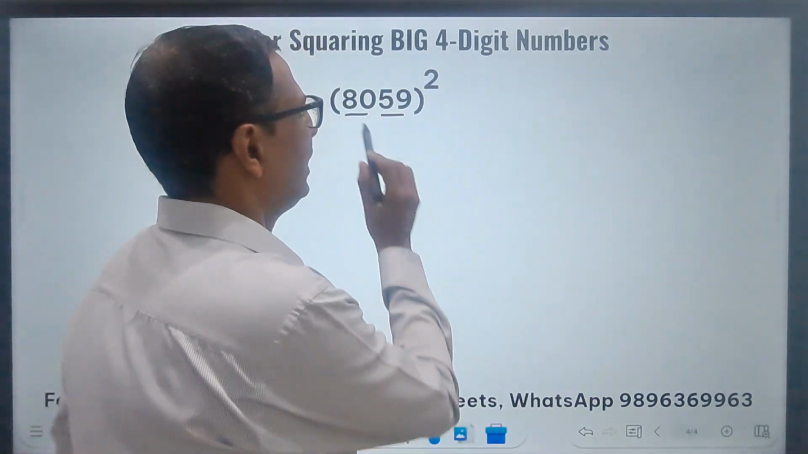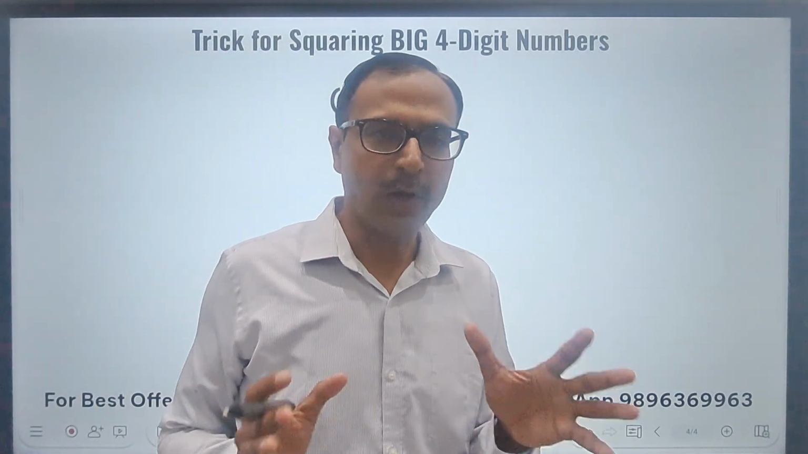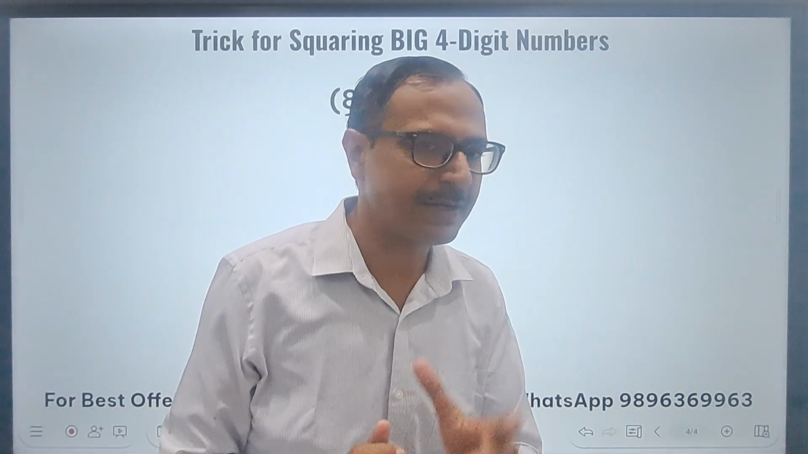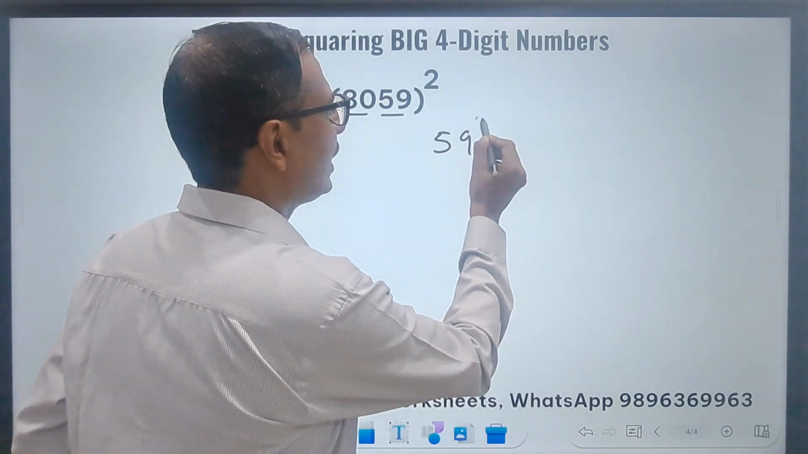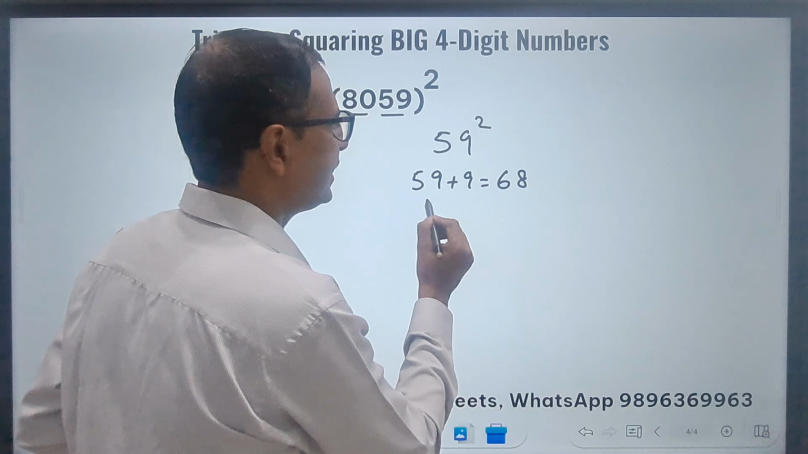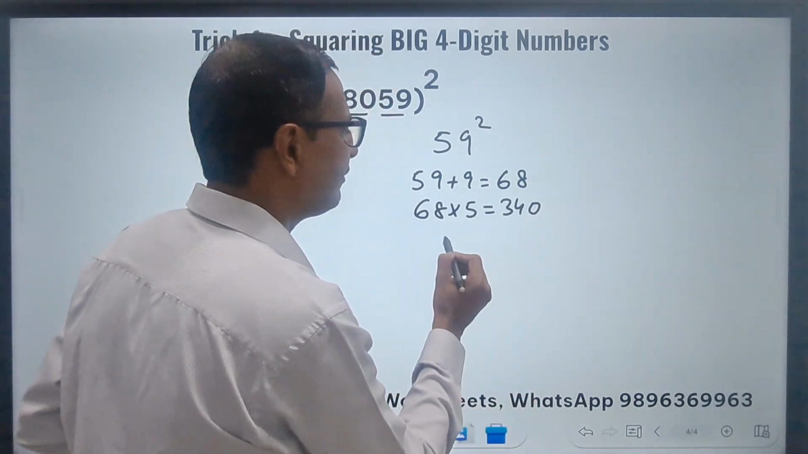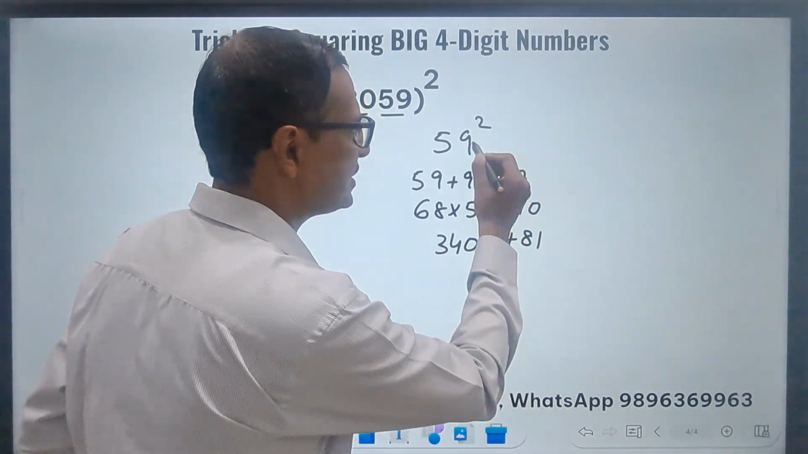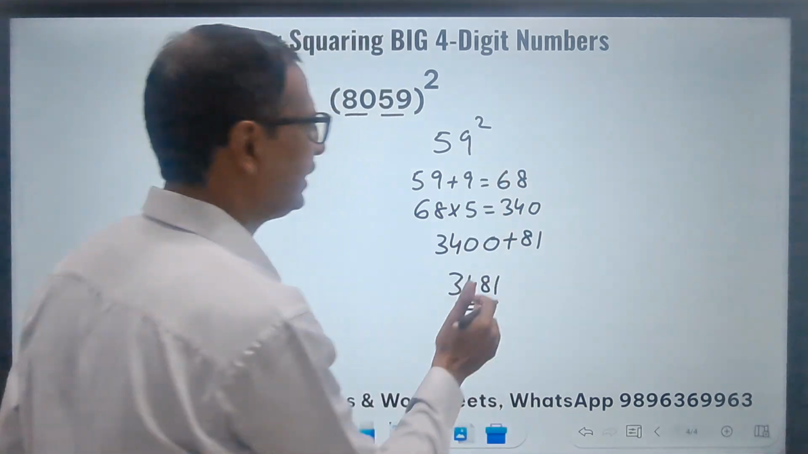Okay. The final example, and then I'll give you 2 questions for you to solve, and then you can post your comments here and let me know whether you got the answer correct or not. Okay. So 59 square. So I will do 59 plus 9, which is 68, and then 68 times 5, which is 340, and 340 will be suffixed by a 0, and we will add 81 to this, 9 square. So 3481 is the square of 59.